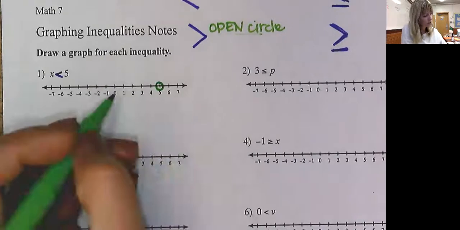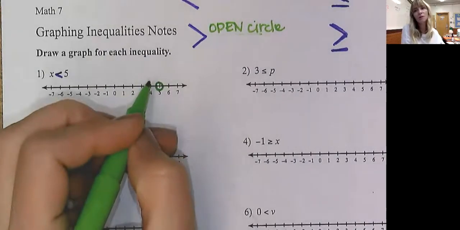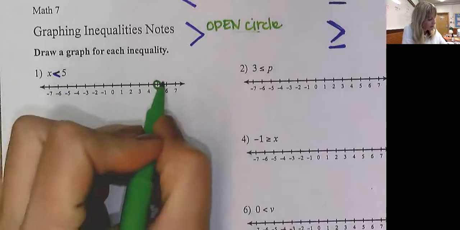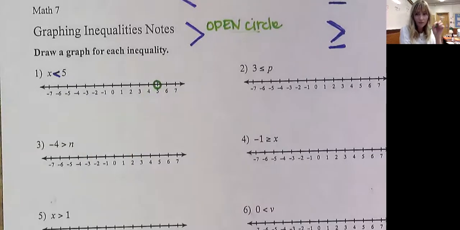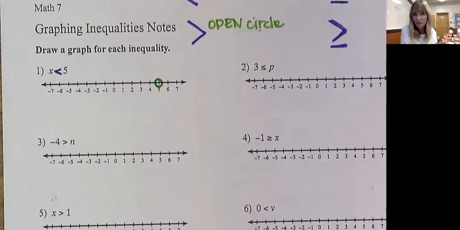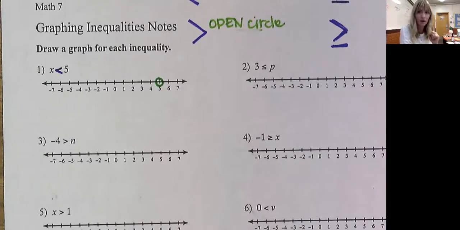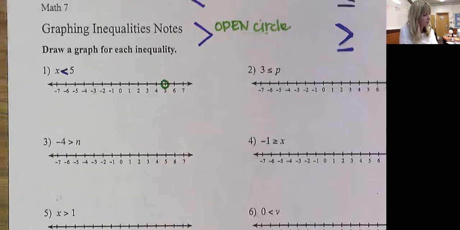So the way that we just show that visually is someone just decided, okay, we're going to mark 5 because we have to show that as the boundary, but we're not actually including 5, so just don't fill it in. We're saying 5 is the boundary. You can go right to 5, but don't include 5. 5 is not a part of it. You can go to 4.999999999, but not to 5. All right, so that's what we mean by open circle.